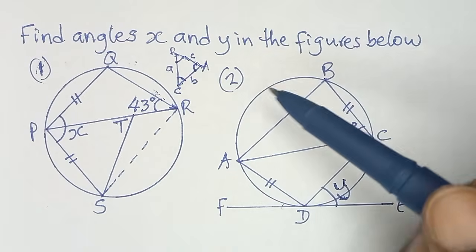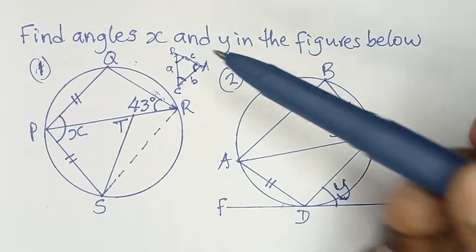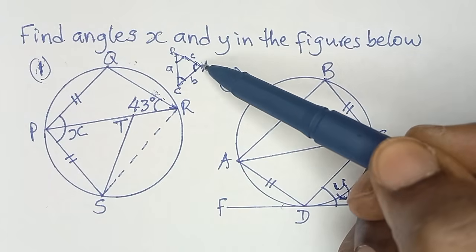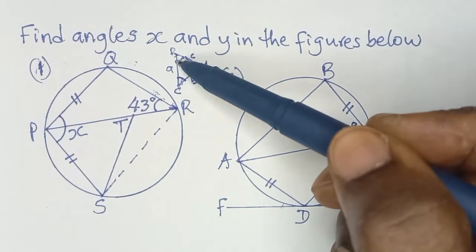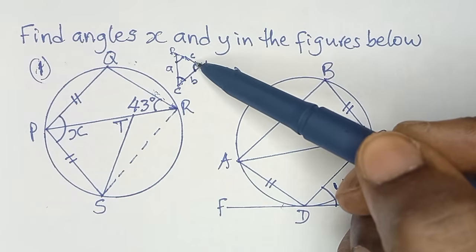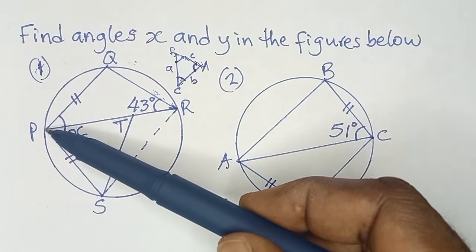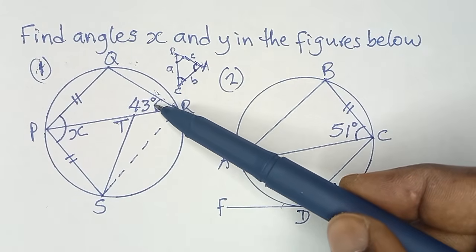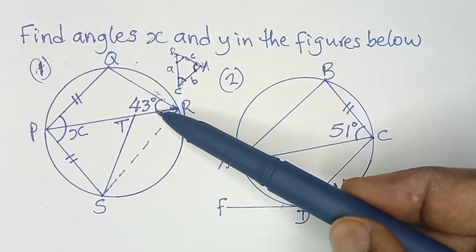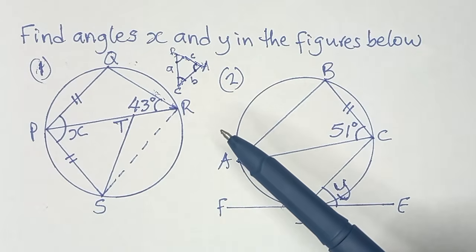So the rule to always remember in geometry problems like this is to know that a side has the opposite angle. So you will agree with me that this side PQ is the one that has this 43 degree. That is the one that subtends this 43 degree at the circumference of this circle.